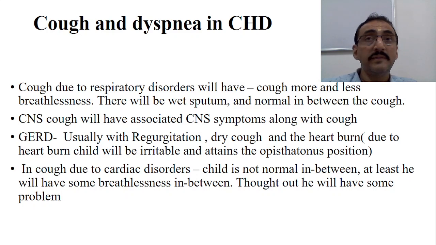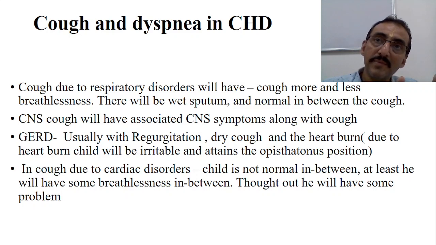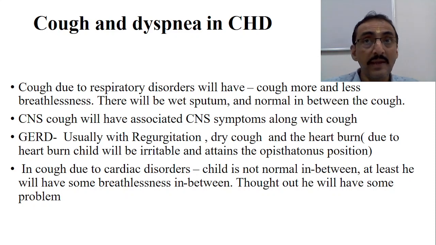Cough sometimes may also be because of CNS related problems. Cough may also be because of GERD. We already have videos to explain all these things. But cough due to cardiac disorders, how to differentiate? What I am telling is cough may be because of a respiratory problem, a CNS problem, GIT problems, and also because of cardiac problems. Now we are only differentiating the cough of cardiac problems. In respiratory problems, we know that there will be more cough and less breathlessness.